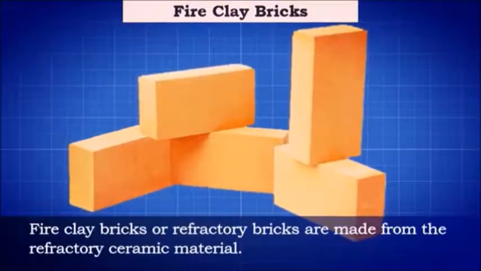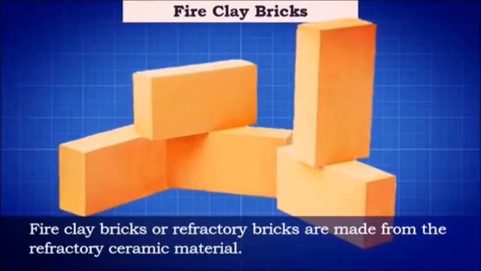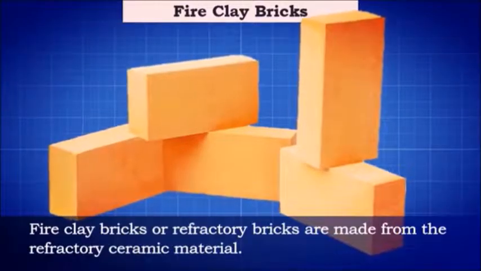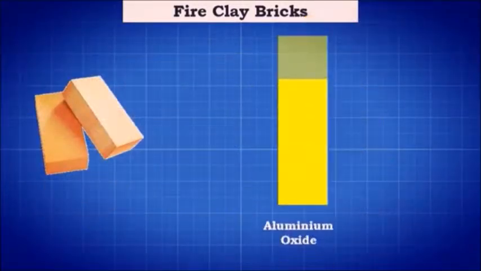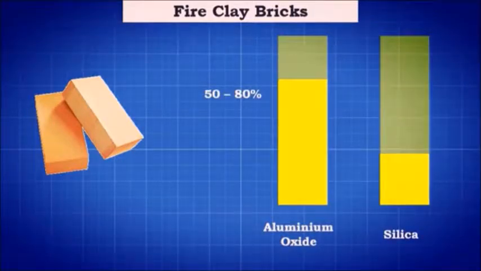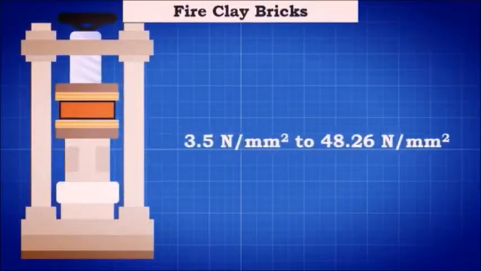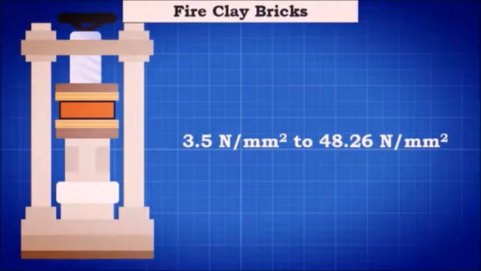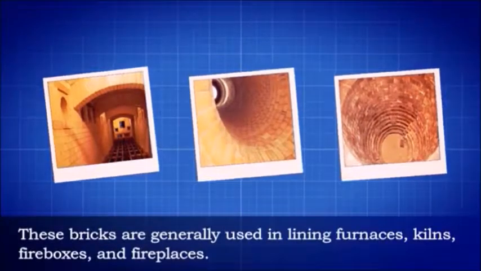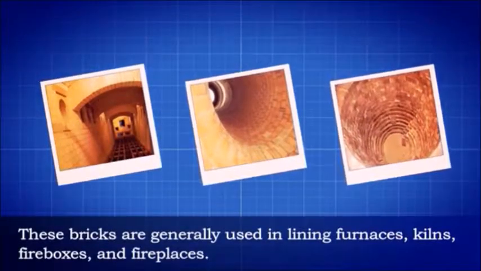Fire clay bricks. Fire clay bricks are refractory bricks made from the refractory ceramic material. Fire bricks contain high amount of aluminium oxide, as high as 50 to 80%, with correspondingly less silica. The compressive strength of bricks varies between 3.5 Newton per millimeter square and 48.26 Newton per millimeter square. These bricks are generally used in lining furnaces, kilns, fireboxes, and fireplaces.